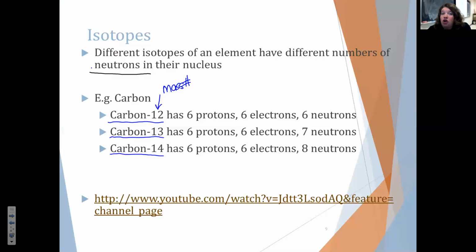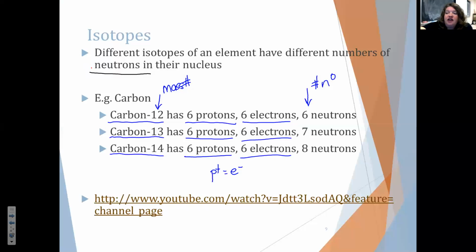Now, all of these are carbon, and we've already said anywhere you go in the universe, if you find something that's carbon, it has 6 protons in its nucleus. And if you find something with 6 protons in its nucleus, it's carbon. So all of these have 6 protons. Carbon is an atom, so the number of protons is going to equal the number of electrons. So all of these elements have 6 electrons. What varies is the number of neutrons.